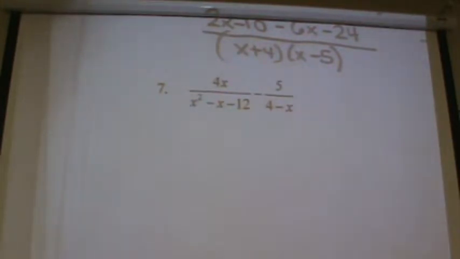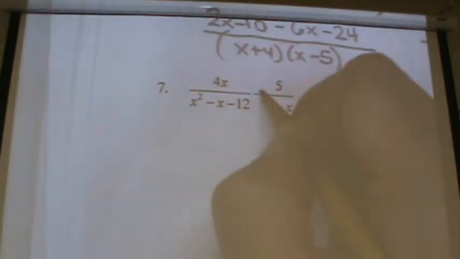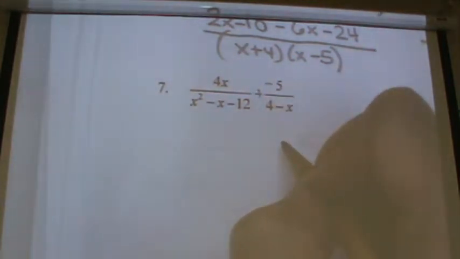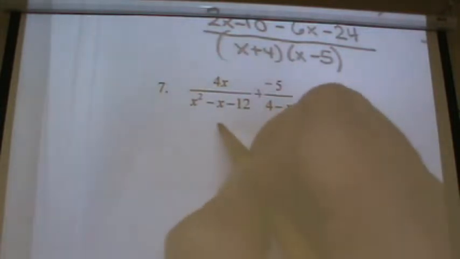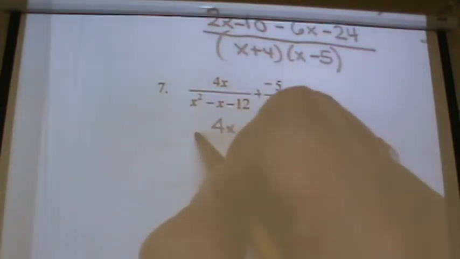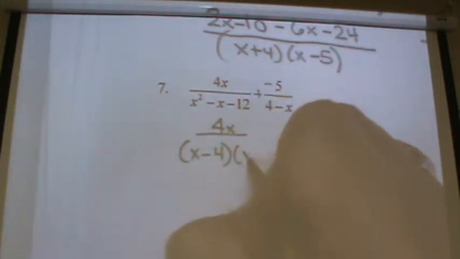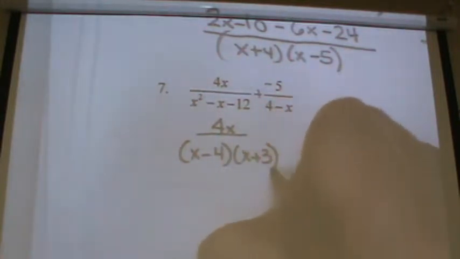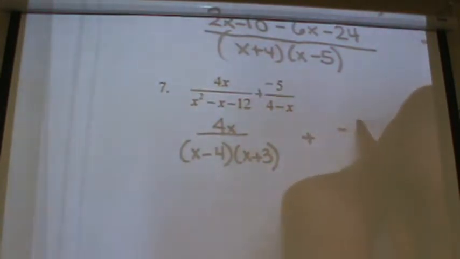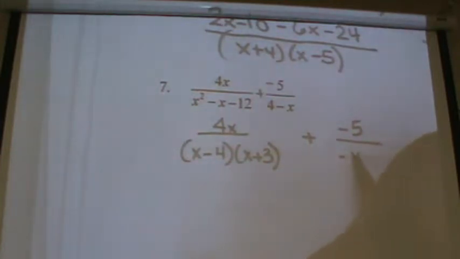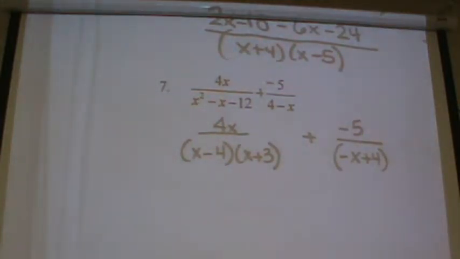Okay, 7, what should you do? Nick, did you get that? Yeah. All right, now, when I factor this bottom, that's what I get, right? Yeah. But this is what this is, right? If you twist it around, that's what you get.